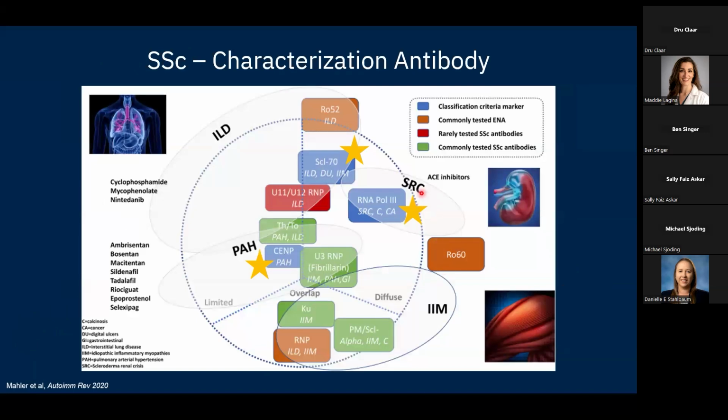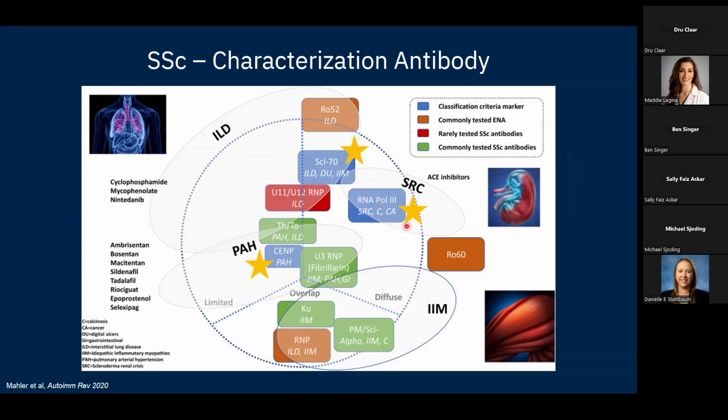So in addition to skin, we also think about patients' autoantibodies when we're thinking about scleroderma. The 3 main antibodies that are in the American College of Rheumatology criteria for scleroderma are the SCL70 or topoisomerase. This is associated with lung disease. So these are a lot of the patients that you guys are seeing that have more progressive interstitial lung disease over time.